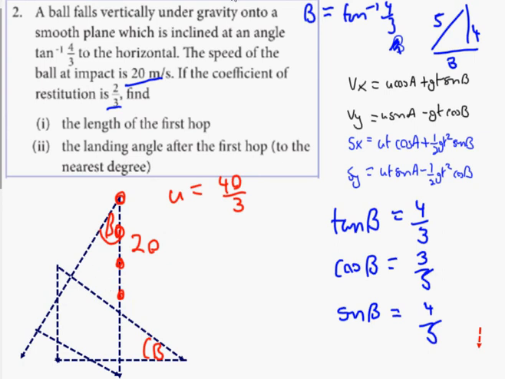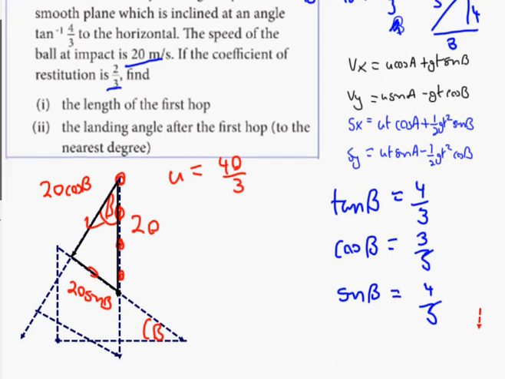So in a way, I'm just sort of using a mini triangle here, like so. Okay. So this is going to be 20 cos B, your speed that's perpendicular to the plane coming in. And then 20 sine B is going to be your speed that's coming out parallel to the plane. Is that right? So, just do that separately now.